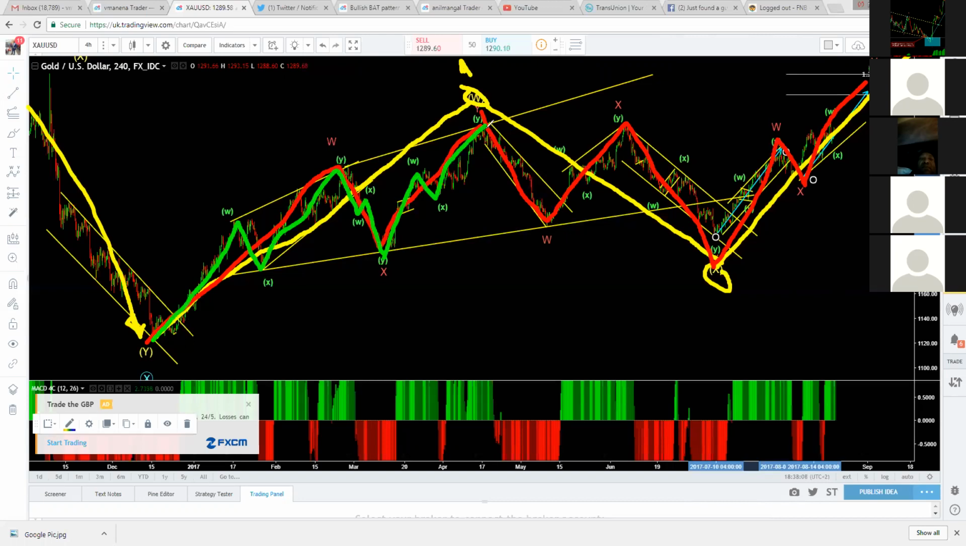I haven't even started labeling this. I'm just identifying the patterns and how they're linking with each other. I didn't label here, but this is what is happening. Green degree. On this red, WX, green degree, red, green degree.